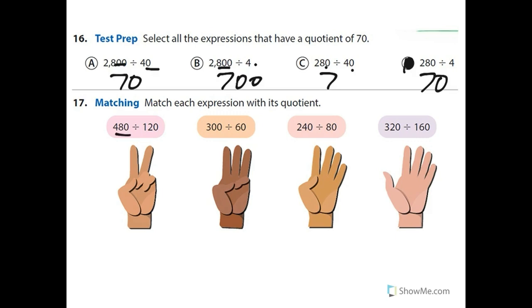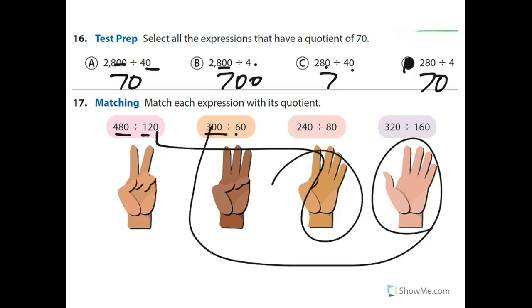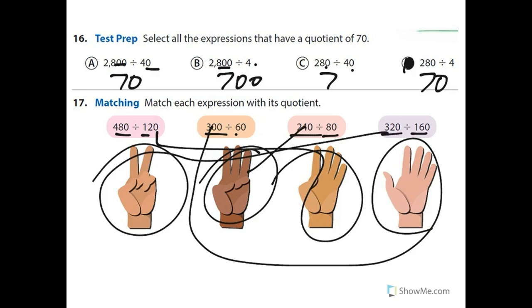All right, so 48 divided by 12 is 4. So it's going to be here. 30 divided by 6 is 5. It's going to be over here. 24 divided by 8 is 3. It's going to be right here. 32 divided by 16 is 2. Well, alrighty.